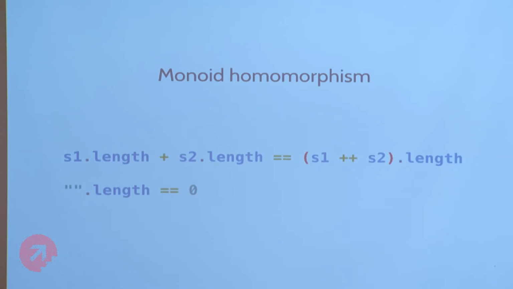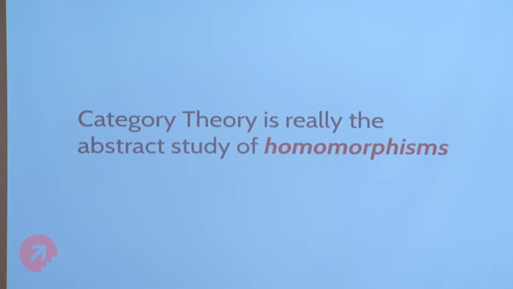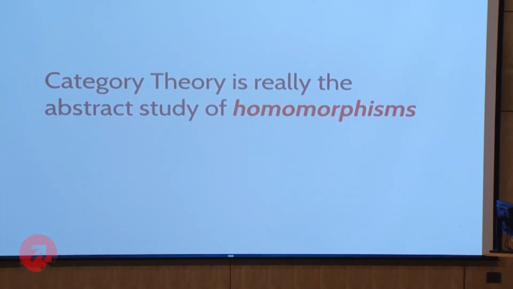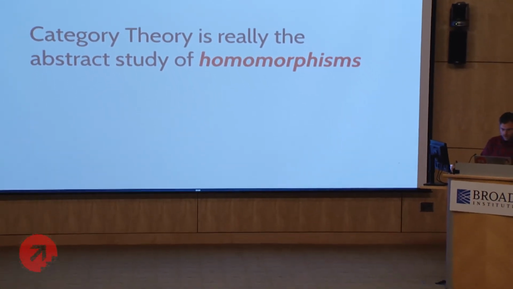And there are lots of other monoid homomorphisms like this. Here's an example of one, where if you take the length of two strings and add them together, that should be the same as the length of the concatenated string. Right, so it has the same structure on both sides, and then the length of the empty string should be 0, which happens to be the identity for addition. Right? And this is the real plot of category theory. Category theory is really about studying homomorphisms. It's really about comparing structures, comparing categories using homomorphisms.